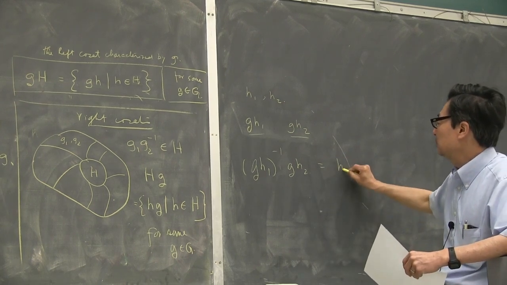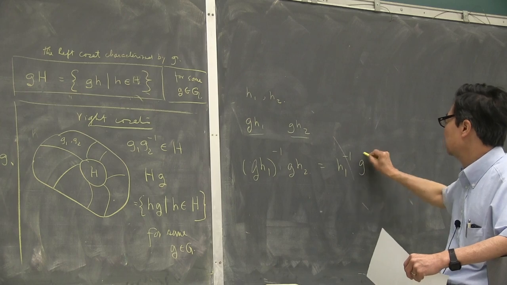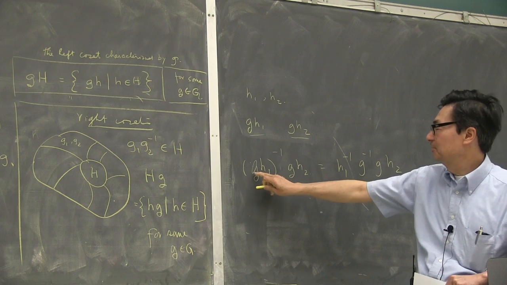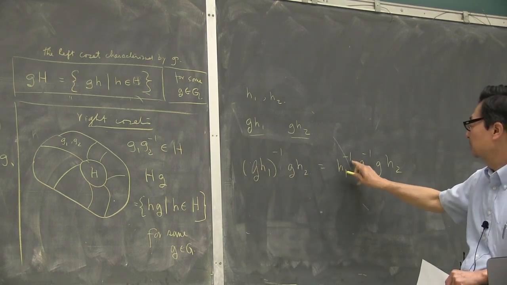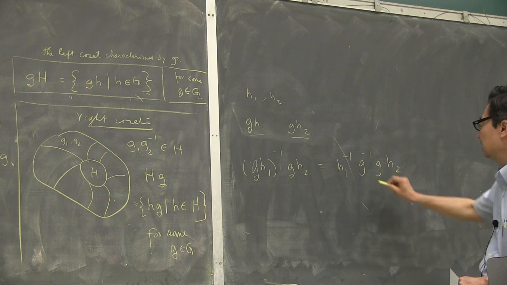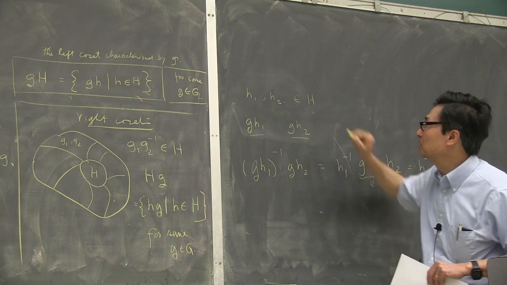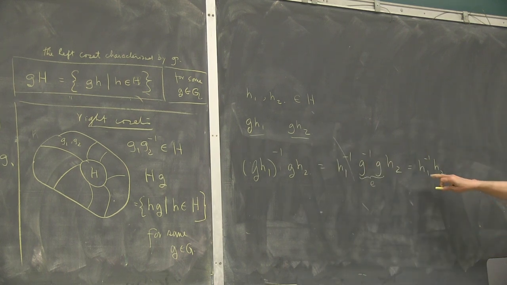And clearly, this is H1 inverse, G inverse, GH2. Is that okay? You take the inverse of GH1, it gets you H1 inverse times G inverse. Quite obvious. But these two, the product obviously gives you the identity, and therefore this is actually H1 inverse multiplied by H2. But both H1 and H2 are elements in the subgroup H, and so therefore by the rules of group multiplication, this one is also in the subgroup H.